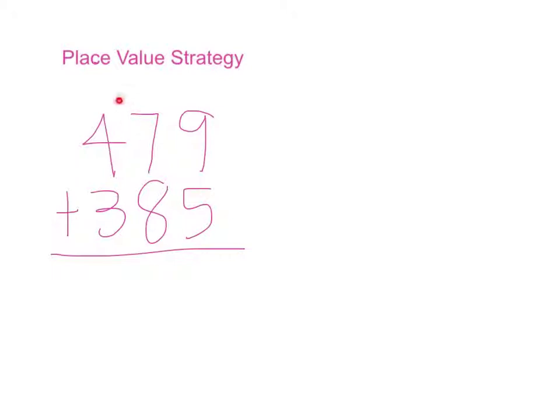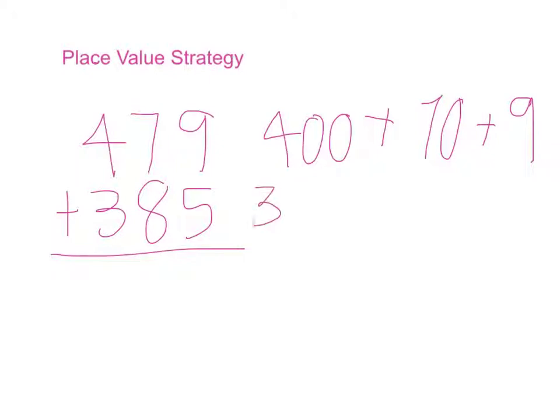479, you will look at this digit right here, where the 4 is, and that represents 400 because it's in the hundreds place. Now the 7 digit right here is in the tens place, so it represents 70. And then the 9 is in the ones place, so it just represents 9. I'll do the same thing for 385. So the 3 is 300, the 8 represents 80, and the 5 represents 5.